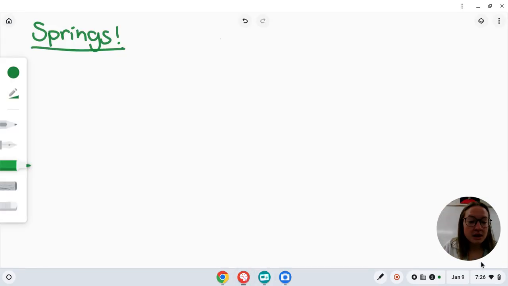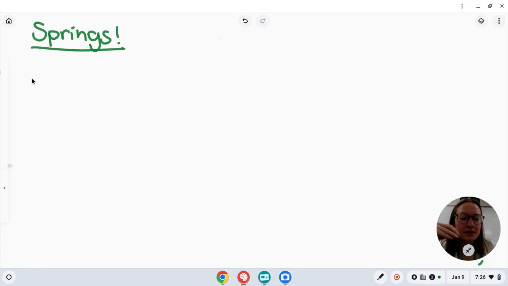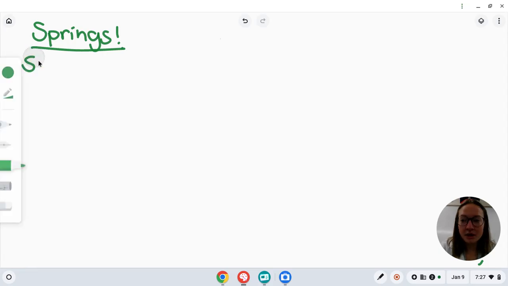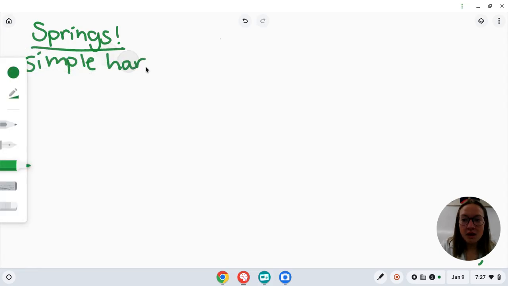Now, before we can talk springs, it's really important that we start by talking about this special kind of motion that you see that's exhibited by springs, pendulums, and waves. And this motion is what we call simple harmonic motion.